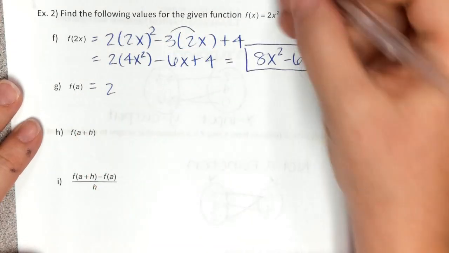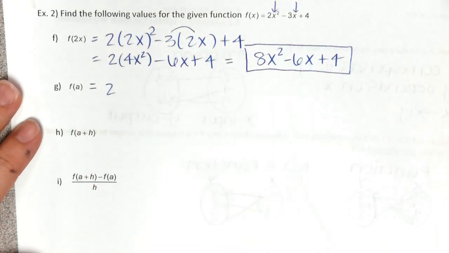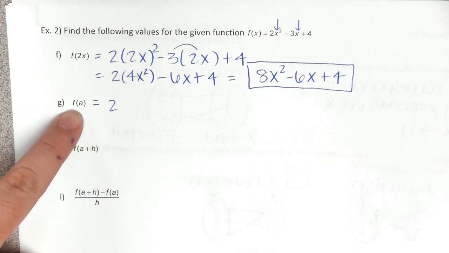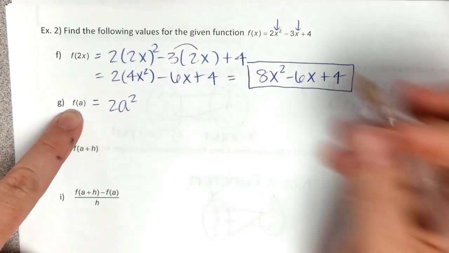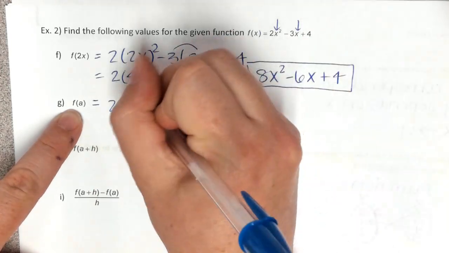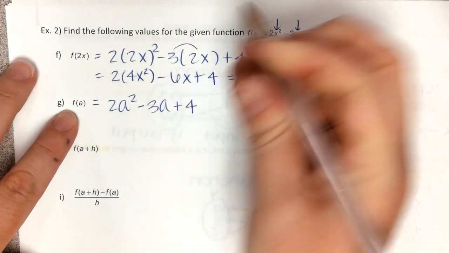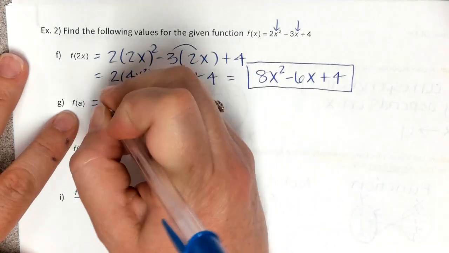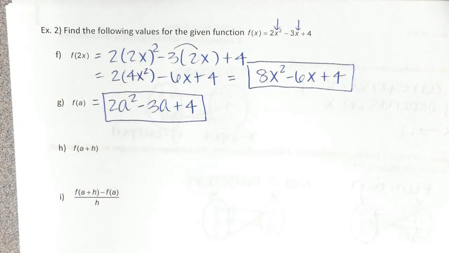So everywhere you see the x, we're just switching that to an a. That's all that is, right? 2a squared minus 3a plus 4. We're literally just changing the variable to a different letter. This is a skill you have to be comfortable with. Again, when we start doing application problems, we use t for time instead of x, and so we got to get used to using any letter.